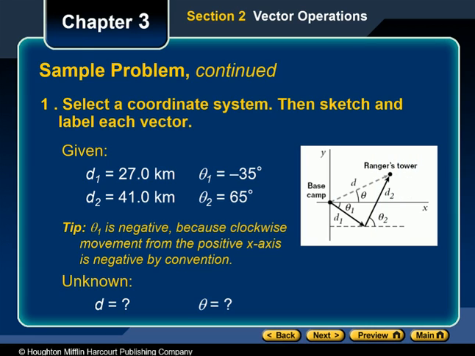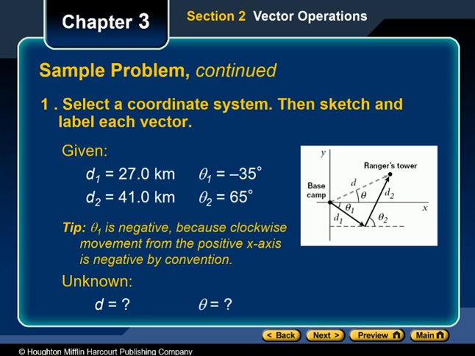And we can represent that with a drawing, and we can see that traveling south of east, going down the y-axis, below the x-axis, is negative by convention. But from that position, she travels north of east, traveling on the positive y-axis, which is why the second theta is a positive value, 65 degrees.